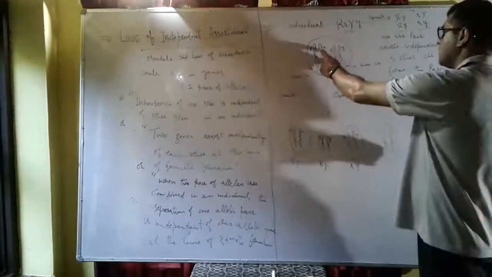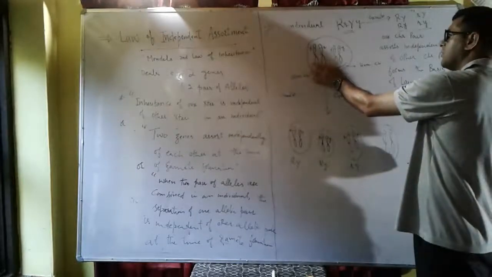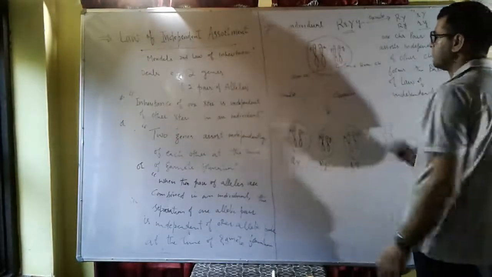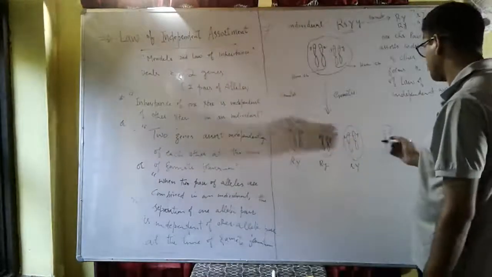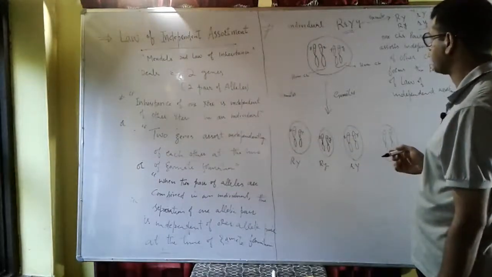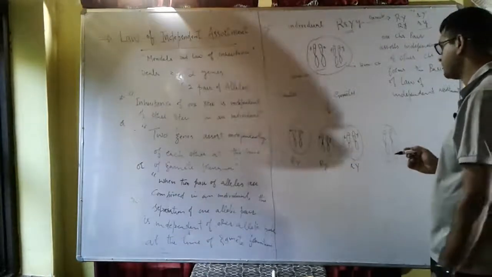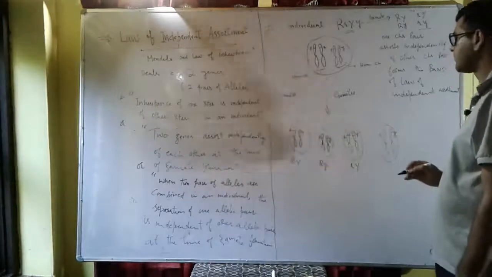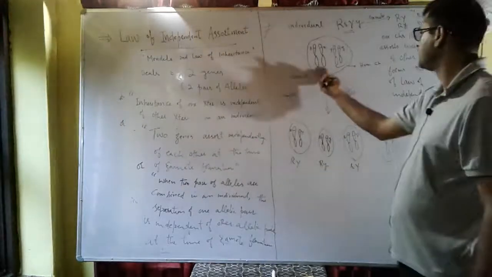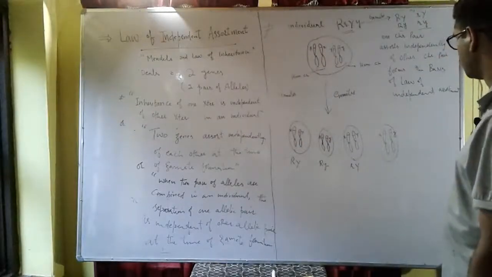Then we have small r, small y. That means this chromosome pair assorts independently of the other chromosome pair. This chromosome pair assorts independently of the other chromosome pair. That forms the basis of the law of independent assortment. This is small r, small y. One chromosome pair assorts independently of the other chromosome pair at the time of gamete formation.